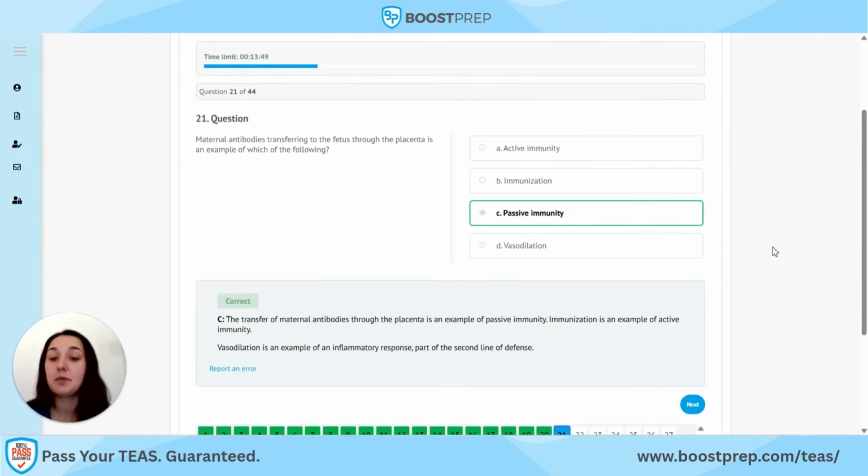The correct answer is C, passive immunity. The transfer of maternal antibodies to the placenta is an example of passive immunity. Immunization is an example of active immunity. Vasodilation is an example of an inflammatory response. So passive immunity is the mother passing to the fetus.